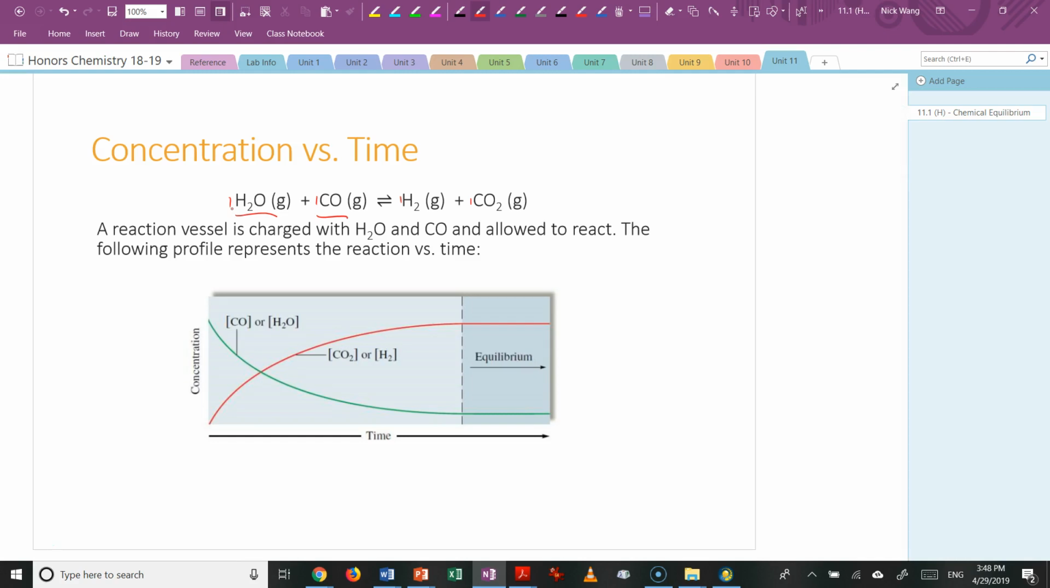But anyway, what we have here is a reaction vessel. We just charge it with only H2O and CO, right? So just the reactants on the left side. Then they're allowed to react, right? Put them in a container, they're allowed to react. What would happen to the amounts of each?